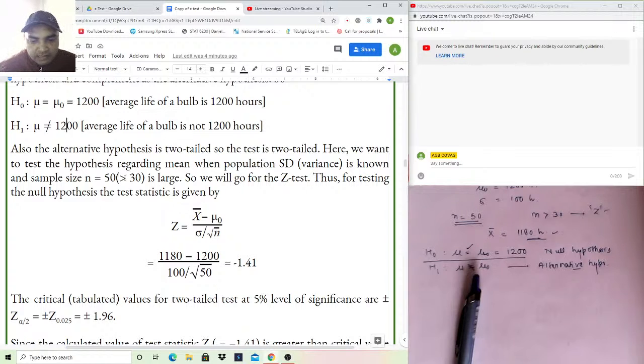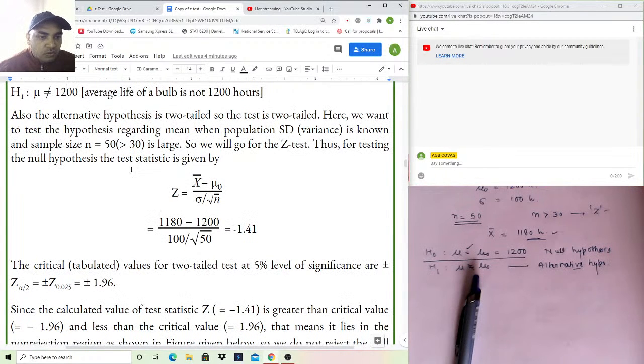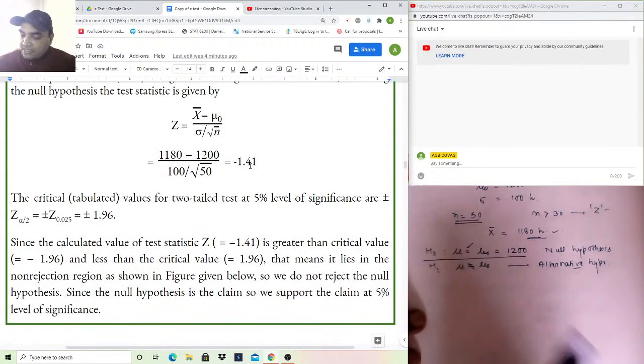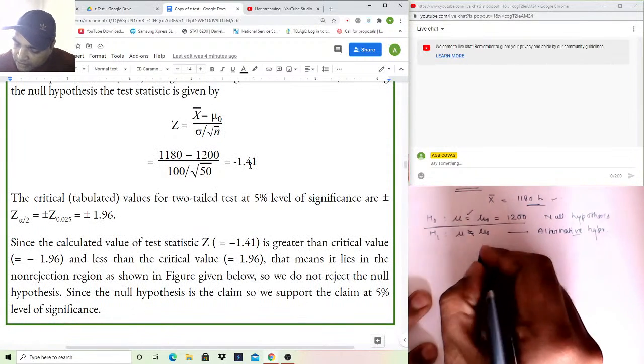Next example, when we will be using the two-tailed test. We know here that your sample size is greater than 30, it is 50, so we will be going with the z test. So whatever the z test says, let us conduct the test.